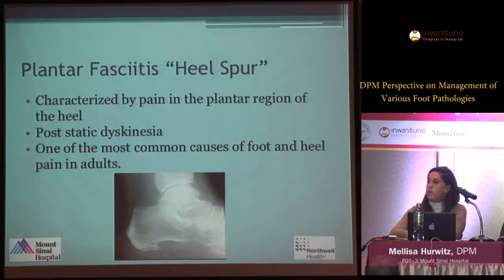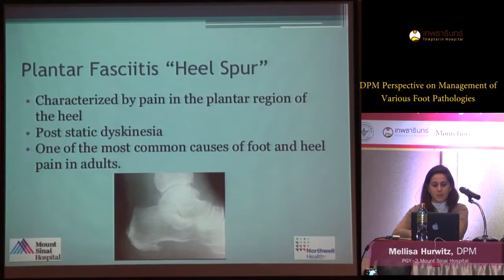So the first condition I'm going to talk about is plantar fasciitis, which I don't know how to say in Thai, but it's a very common pathology that comes in, I would say, some days even 50% of the time. Patient comes in with chief complaint of heel pain. Typically, specifically for plantar fasciitis, they will complain of what's called post-static dyskinesia pain. That just refers to pain as soon as they step down first thing in the morning, no pain at rest, and also on exam, point tenderness to the medial tubercle of the calcaneus.